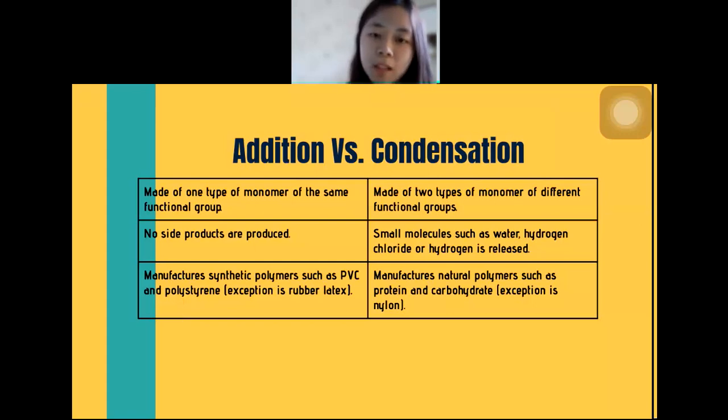And then the third one is that addition polymerization is usually used for the manufacture of synthetic polymers like PVC and polystyrene, but the exception would be rubber latex, which you can usually obtain by tapping the rubber tree. Condensation usually manufactures natural polymers like proteins, carbohydrates, and starch, and the exception will be nylon, like what I explained earlier.